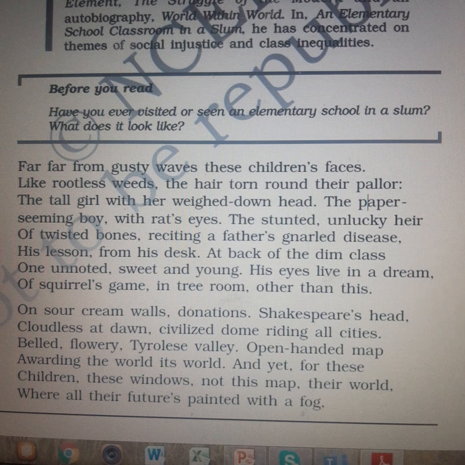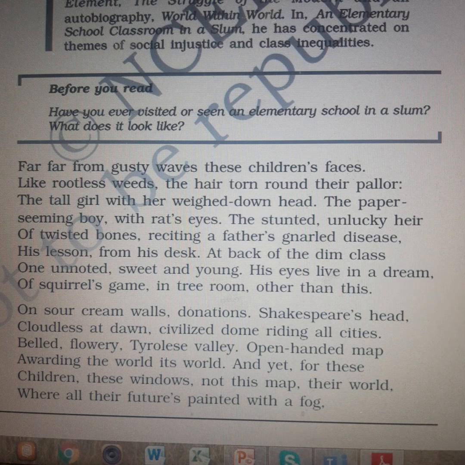So children, I have done till the Triolis Valley, belled flowery Triolis Valley. Now in the next video lesson, children, I shall begin from open-handed map awarding the world its world. Now this is also very easy. It means that children, these maps that have been carved out, of course, it has been carved out keeping in mind the rich and the powerful existing in the society. So the rich and the powerful, they are awarding these slum children their own world, their own definition of a map.